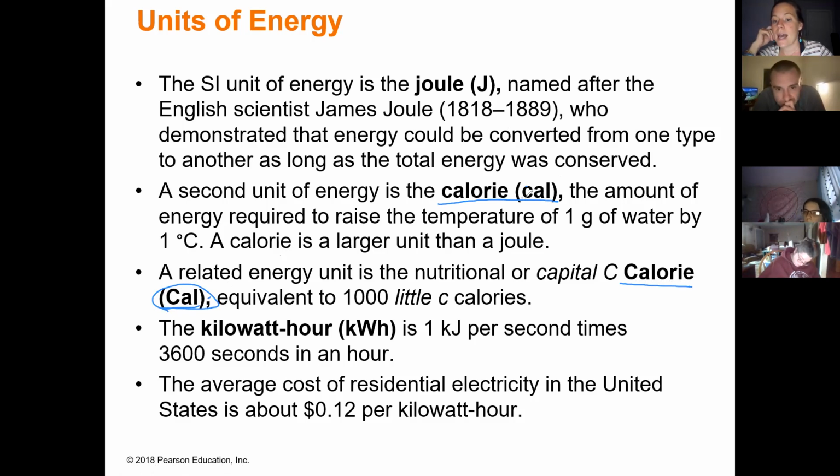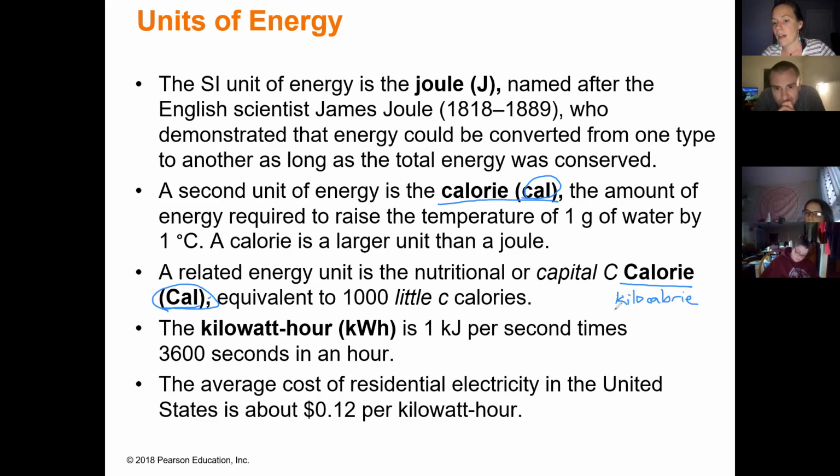A little c calorie is the amount of energy required to raise the temperature of 1 gram of water 1 degree Celsius. This is a larger unit than a joule, but it's 1,000th of a big C calorie. Sometimes the big C calorie is also called a kilocalorie. We call it a kilocalorie.